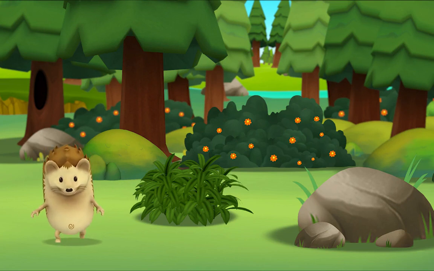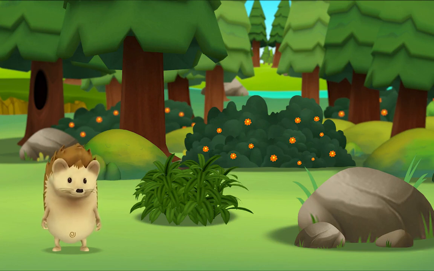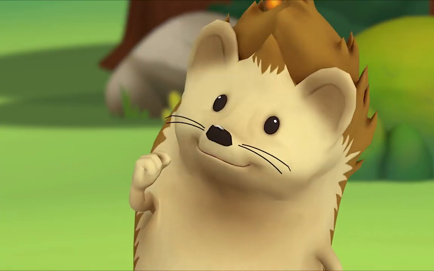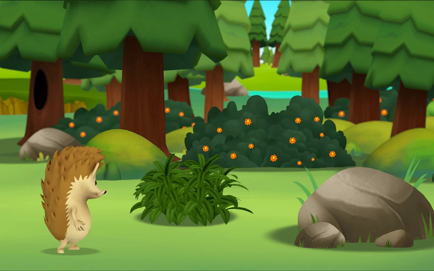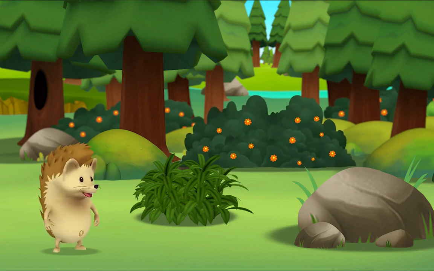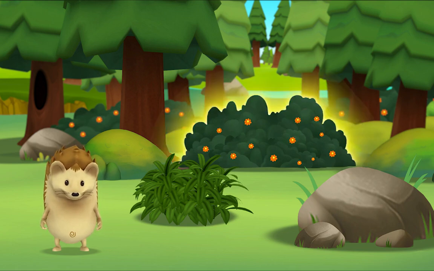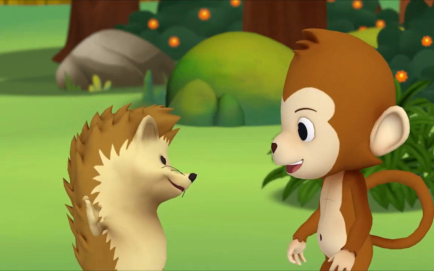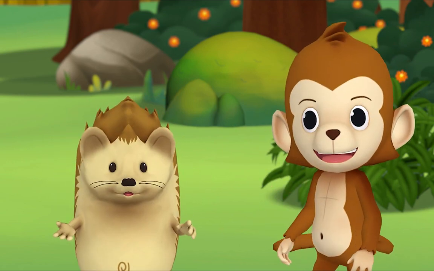Monkey! Monkey! Where is he? Oh! What was that? Did you hear that? Look! Where do you think Monkey is? Hi! Yay! Hi, Monkey! Hi, Hedgehog! You found me! No, we found you!